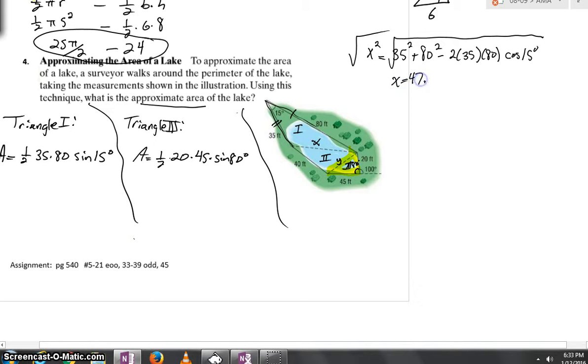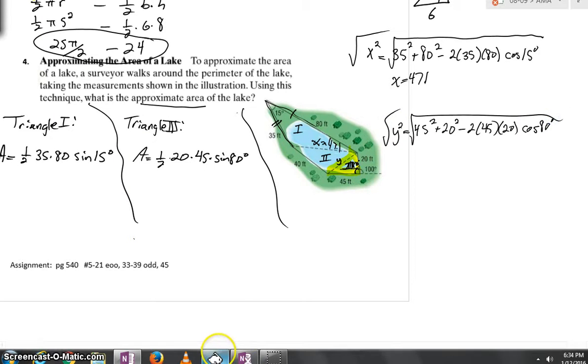So that's good. At least we have another side in both triangle 1 and triangle 2. You can see I've highlighted in triangle 3 that we have side Y, and that's a shared side with triangle 2 also. So we can do the law of cosines in that third triangle. Y squared would equal 45 squared plus 20 squared minus 2 times 45 times 20 multiplied by the cosine of 80 degrees. We noted that that was an 80-degree angle on the interior. And we're going to take the square root of that expression.